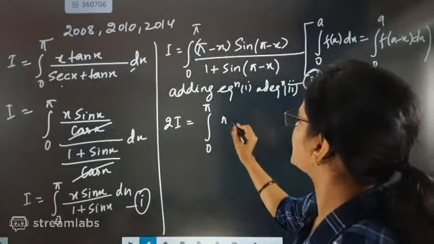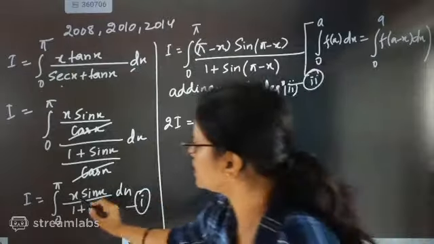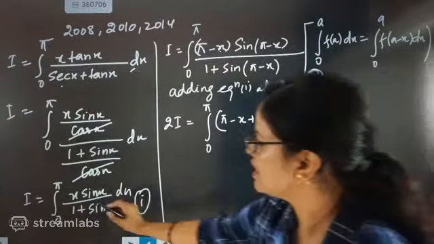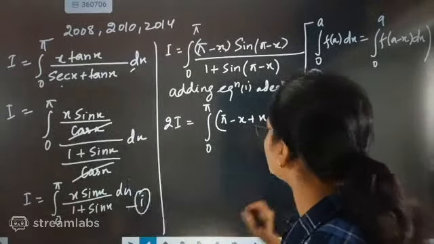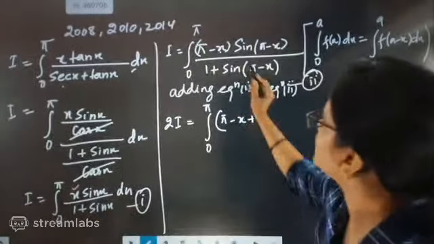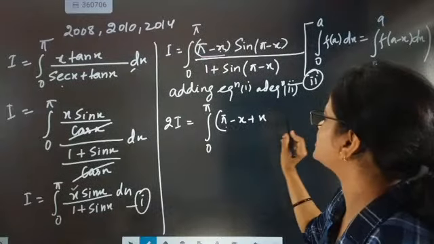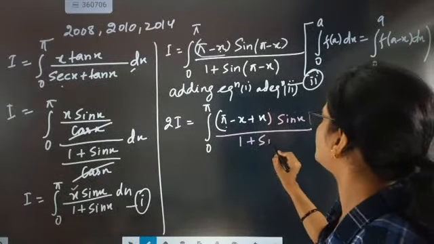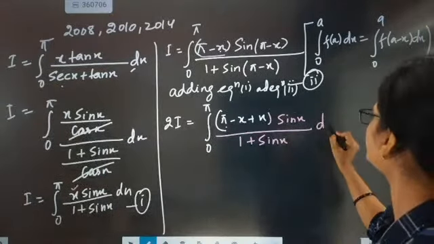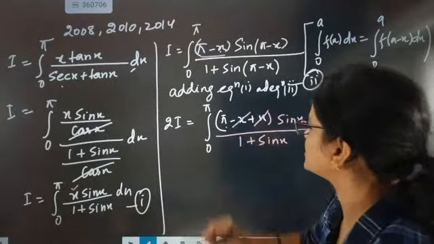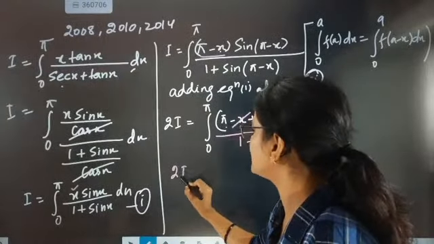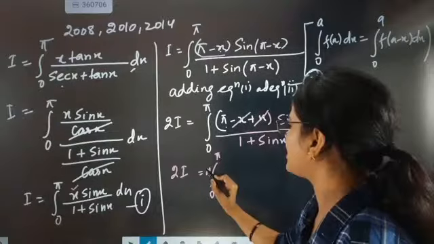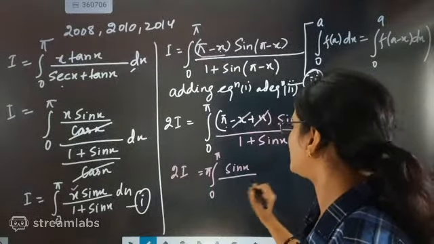This is coming as pi minus x plus x, because here x is there, sin x will become common. Here pi minus x, and here x, so x plus pi minus x. Sin x is taken common, and the denominator is 1 plus sin x. Again you went to the same pattern. Here x and minus x got cancelled. Now 2I is equal to integral from 0 to pi; I am taking pi out, sin x by 1 plus sin x.